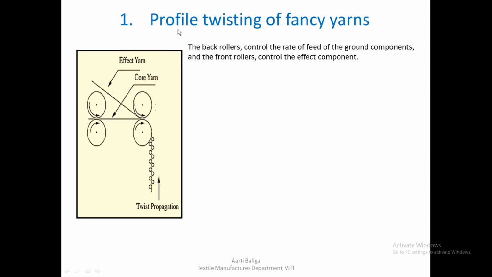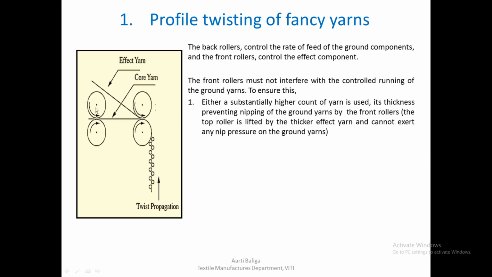The first stage where we are bringing together ground and the effect, which is known as profile twisting. So this is the side view of the passage where the core yarn is coming out of the back rollers, which is controlled by the back roller, and we also see that the front rollers seem to be controlling both the effect and the core, which is not the case, which is not visible in this particular side view of this passage. To understand how the core yarn is only controlled by the back roller and the effect yarn is only controlled by the front roller, we need to see the other view of this particular front roller pair over here. So let us understand this.